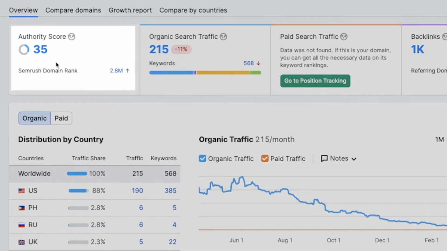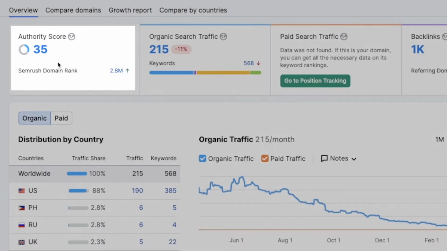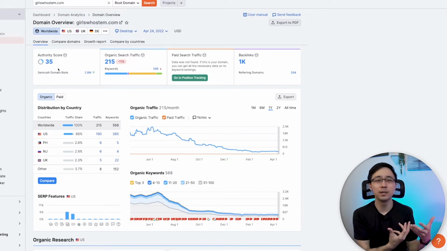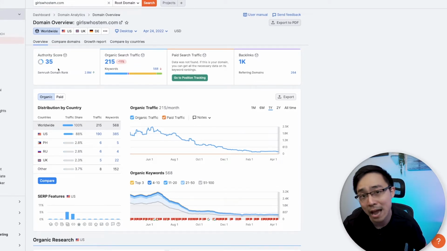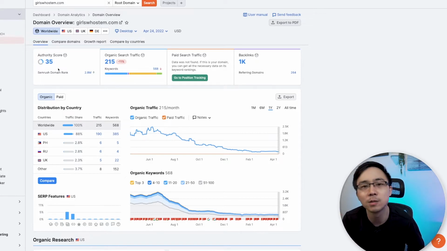So in this situation with an authority score of 35, it's not the worst, but it's also not the best either. So if you find yourself with an authority score of maybe 15 or less, then what you should focus on is building backlinks, because it means that Google doesn't have enough clarity in terms of you as an authority for your respective niche.